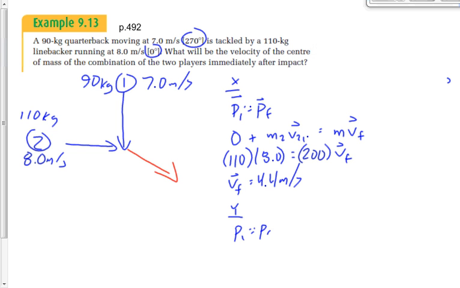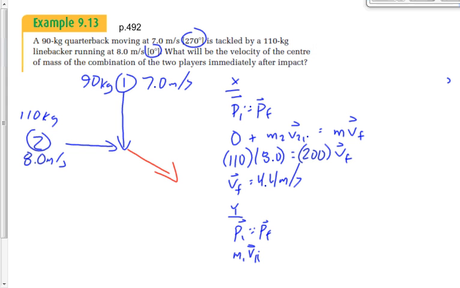Pi equals Pf again. Object number 1, what's its mass? 90 kilograms, right? What's its velocity? What is it? 7? Almost. We're not going to make it 7. We're going to make it -7 meters per second because it's going downwards, right?